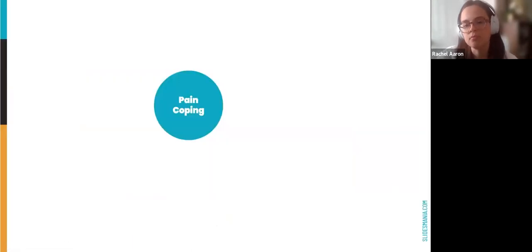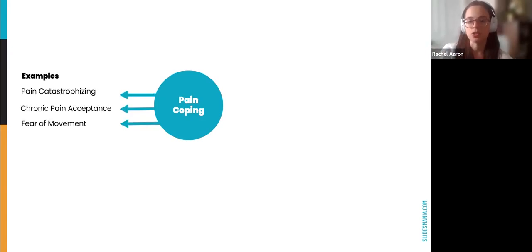For this reason, a tremendous amount of research has gone into understanding how people with pain cope with those difficult emotional aspects of pain. We can call this pain coping. It's been a very hot topic in pain psychology for a long time. A few examples of how people might respond to the distress of pain are with pain catastrophizing. So this is experiencing pain and then having very negative cognitions about that pain.